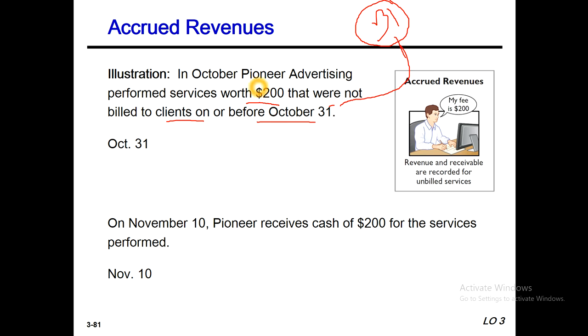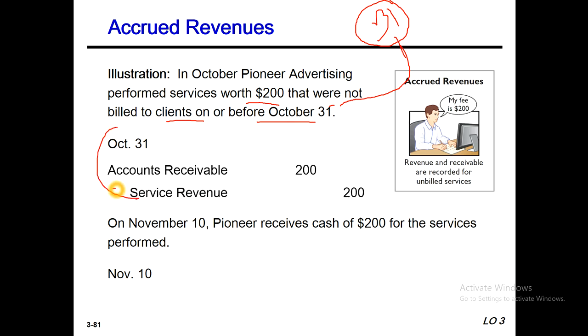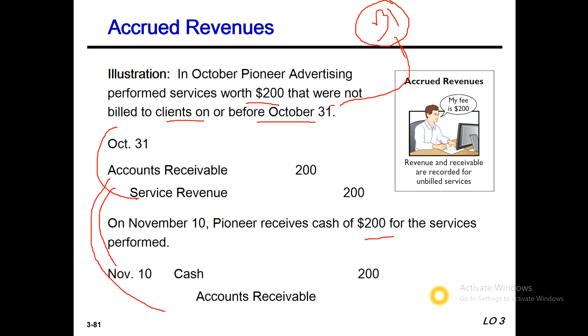So for these transactions, account receivable will be debit and service revenue will be credit. And for this October 31st transaction, we receive cash on November 10. So here cash will be debit and account receivable will be credit. In our adjusted trial balance, account receivable will be debit and service revenue will be credit.